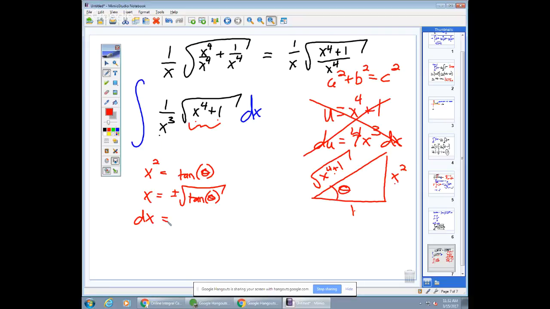Almost 1 over twice the square root. So it's 1 over twice the square root of the tangent of theta. And then we have to multiply that by the derivative of the inside, derivative of tangent, secant squared.